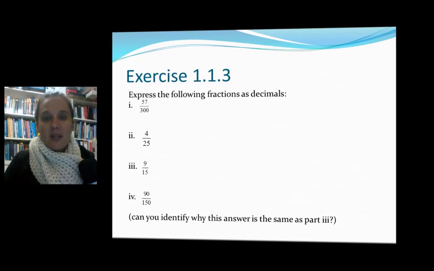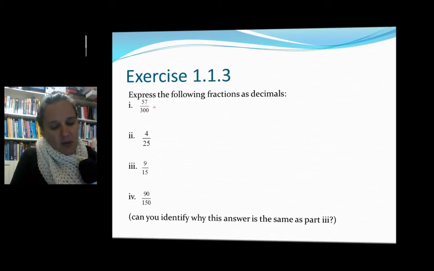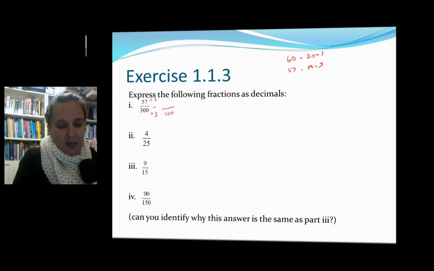Now exercise 1.1.3. Again, we want to express fractions as decimals. And so here we're getting a little bit more complicated. We've got 57 on 300. So we're thinking here, well, we know if we divided our 300 by 3, we'd get 100. What about our 57? So we can get our calculator out, or we can say, well, 60 is 20 times 3. So 57 is 3 less, must be 19 lots of 3. So if we divide that by 3, we'll get 19 on 100. So here in our tenths and hundredths, we write the 9 and the 1 and a 0.